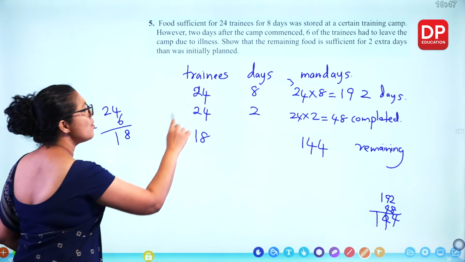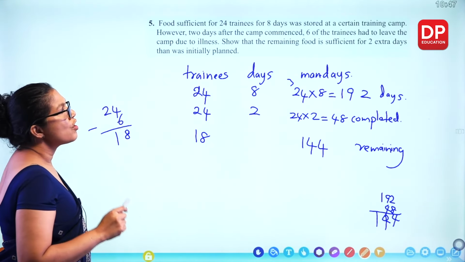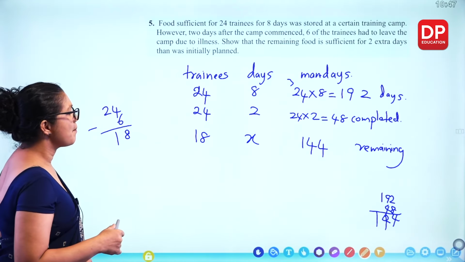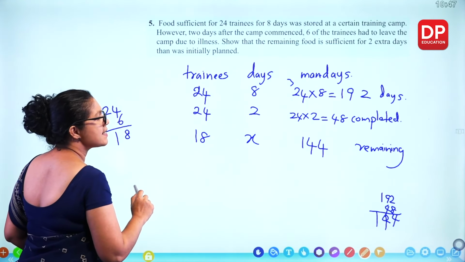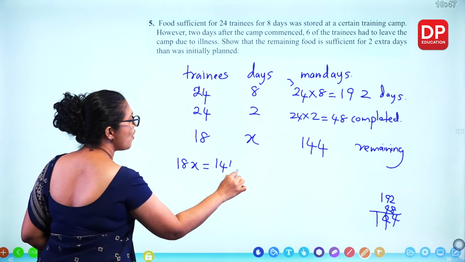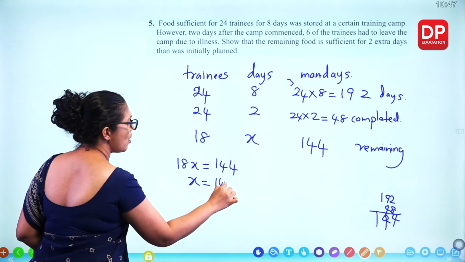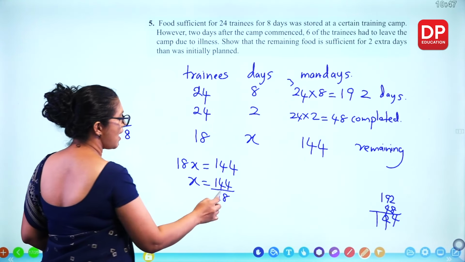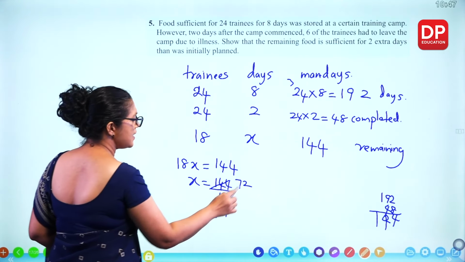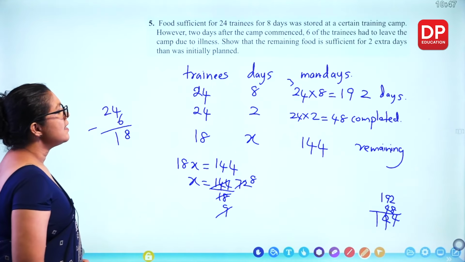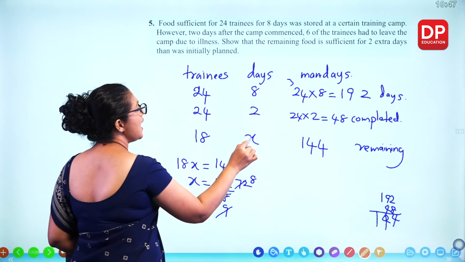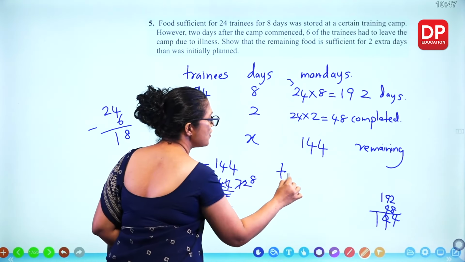Show that the remaining food sufficient for 2 extra days. So we'll find out how many days they can survive with this number. So we see remaining man days 144, 18 times x is equal to 144, x is equal to 144 divided by 18. So divide by 2, you get 9, divide by 2, 72, 9 times 8. So here another 8 days. Now earlier, if this is 8, 8 plus 2, now what's the total number of days?